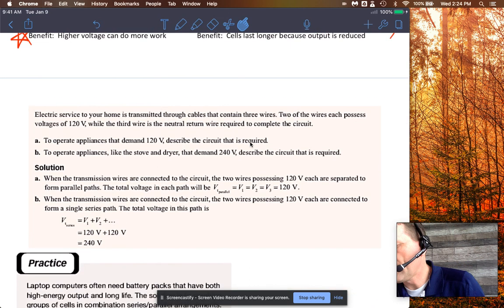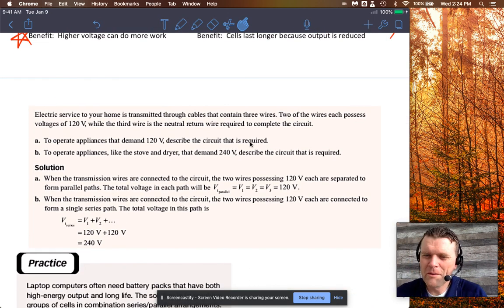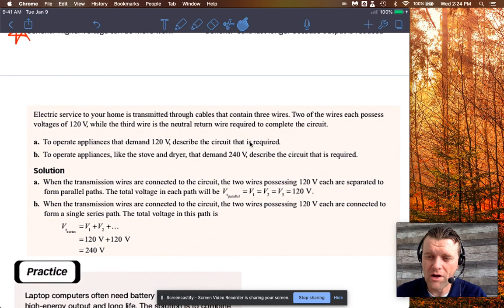So again, this one's really good. All the electrical power that comes to your house typically comes in through three cables. Okay, three wires. As it says, two of each of these wires have voltages of 120 volts each. And we'll learn that in the next chapter. The voltage has been stepped down to 120 volts in the two hot wires, if you will, right? There's the neutral wire and there's the two hot ones.